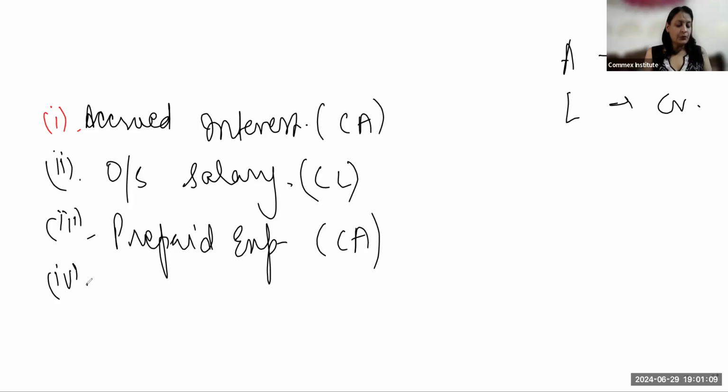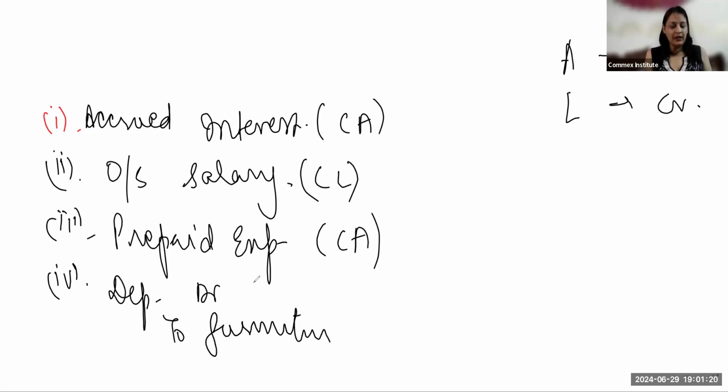Fourth one, provide 10% depreciation on furniture costing 1 lakh. So your depreciation amount, depreciation account debit to furniture, and the amount would be 10,000. Okay, depreciation account debit to furniture, amount is 10,000.